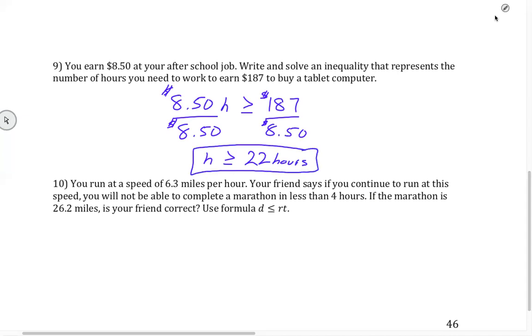Last but not least, you run at a speed of 6.3 miles per hour. Your friend says if you continue to run at this speed, you will not be able to complete a marathon in less than 4 hours. If a marathon is 26.2, is your friend correct? Use the formula D is less than or equal to RT. So the distance is 26.2 miles is less than or equal to your rate, which is 6.3 miles per hour, which is just shy of 10 miles per hour.